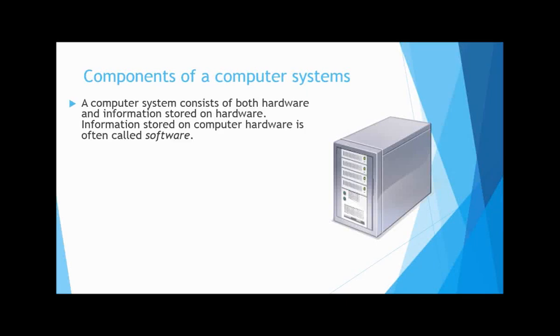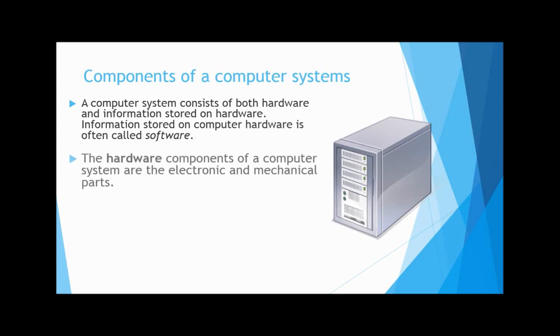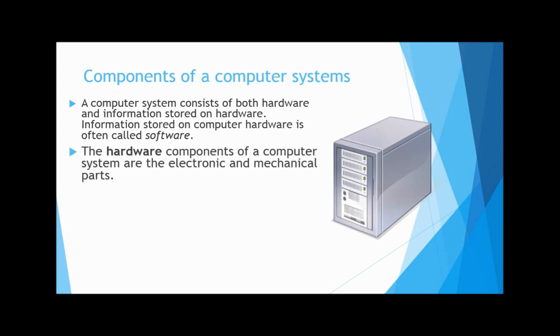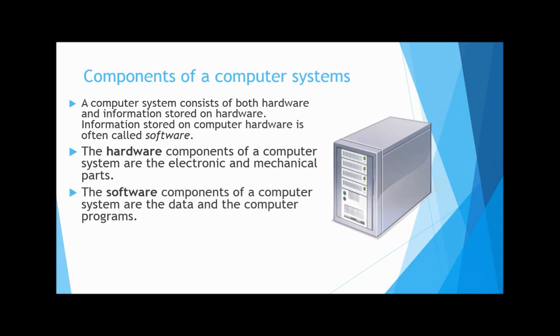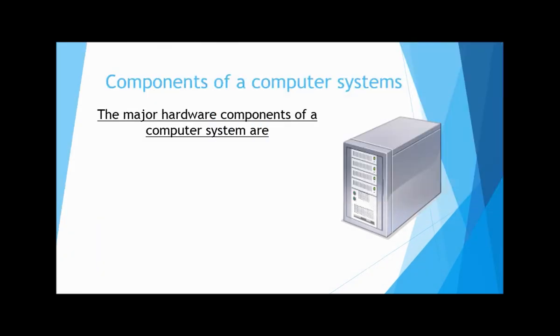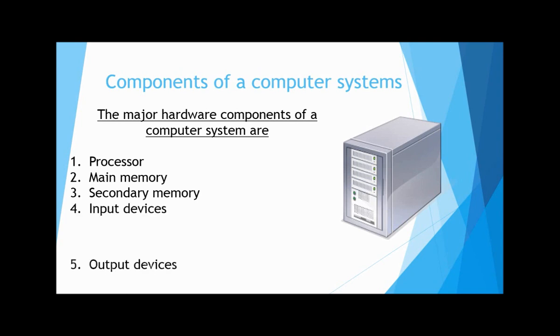A computer system consists of both hardware and information stored on hardware. Information stored on computer hardware is often called software. The hardware components of a computer system are the electronic and mechanical parts. The software components of a computer system are the data and the computer programs. The major hardware components of a computer system are processor, main memory, secondary memory, input devices, output devices.